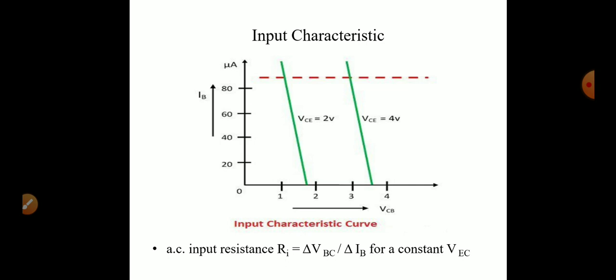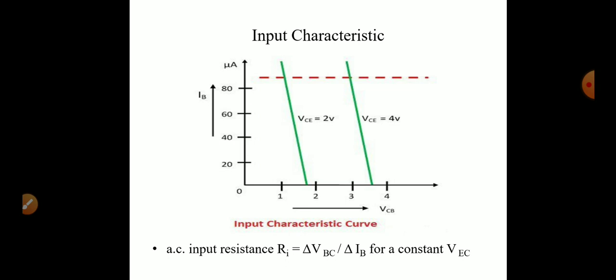In input characteristics, first we fix the output voltage VCE to a particular level. Here take 2 volt. And on fixing VCE equal to 2 volt, we increase the input voltage VCB step by step. And in each step, we take the input current reading and plot it in a graph. Then we get the graph for VCE equal to 2 volt as shown in the input characteristics curve. Next, we change the output voltage to a particular level. Here we change the output voltage to VCE equal to 4 volt. Then we do the procedure.